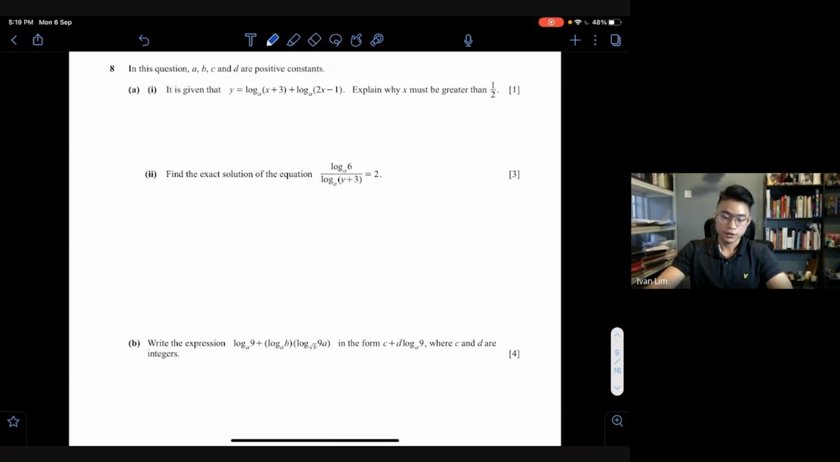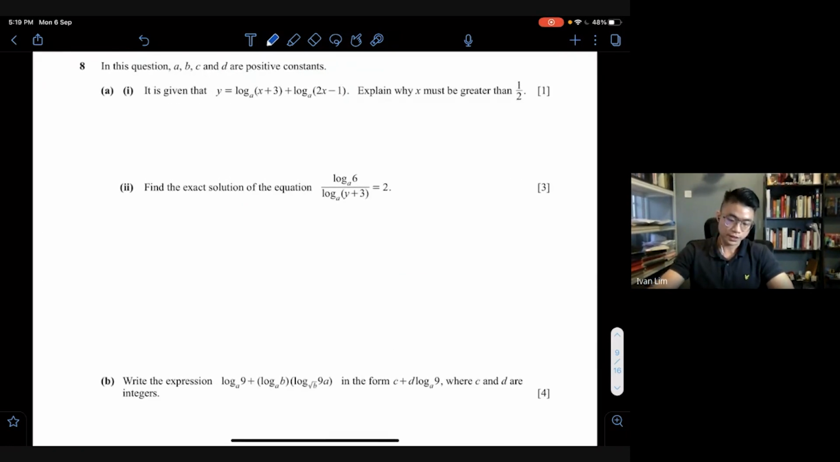Okay, question 8. In this question, A, B, C, and D are positive constants. It is given that y equals log A of x plus 3, plus log A of 2x minus 1. Explain why x must be greater than 1 over 2. Okay, the rule for a logarithm is that your argument, okay, argument means what? The terms inside, right? The argument must be positive because of the nature of a logarithm graph.